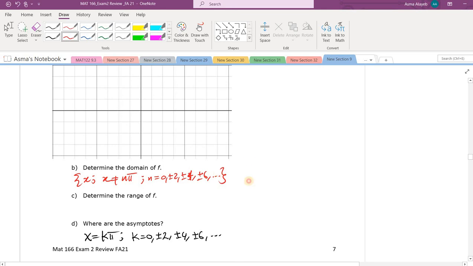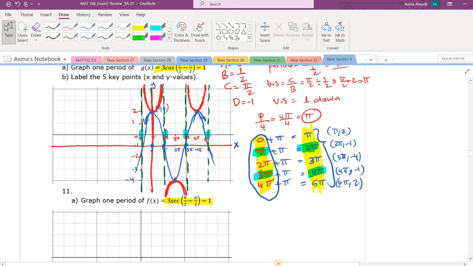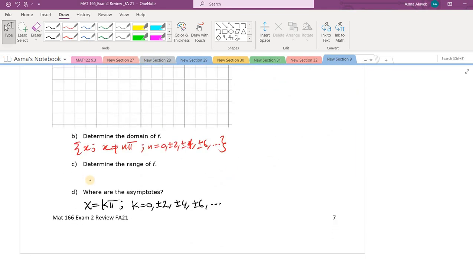And then the range, if you look at the range of the function, you will notice that the bottom stops at negative 4 inclusive of negative 4. So from negative infinity to negative 4, and then it starts again from 2 to positive infinity. So the range is going to be from negative infinity to negative 4, and includes negative 4, union, and then it starts again from 2 to positive infinity.